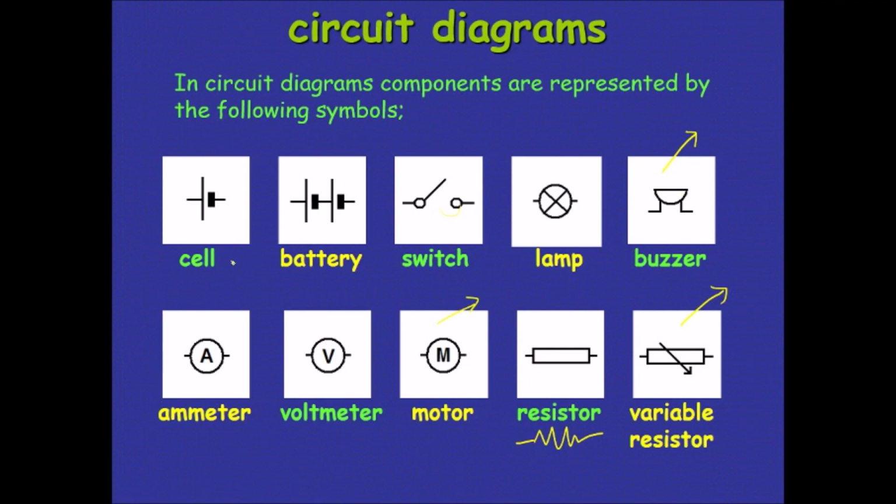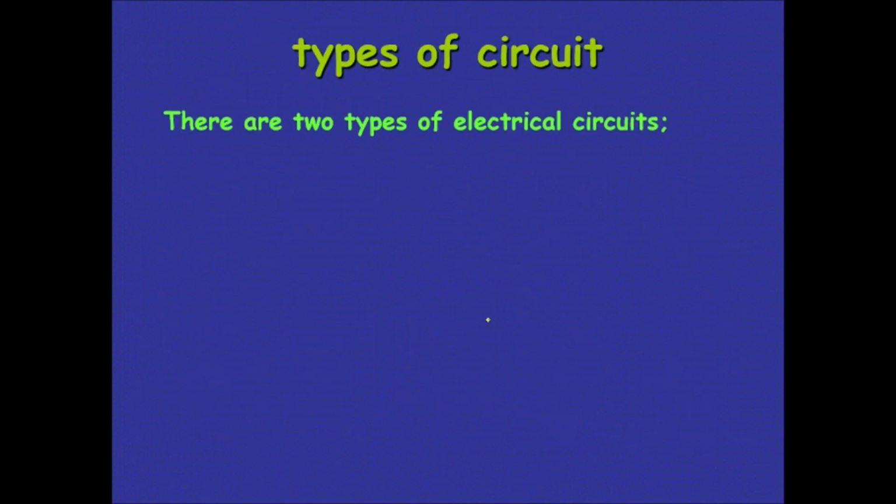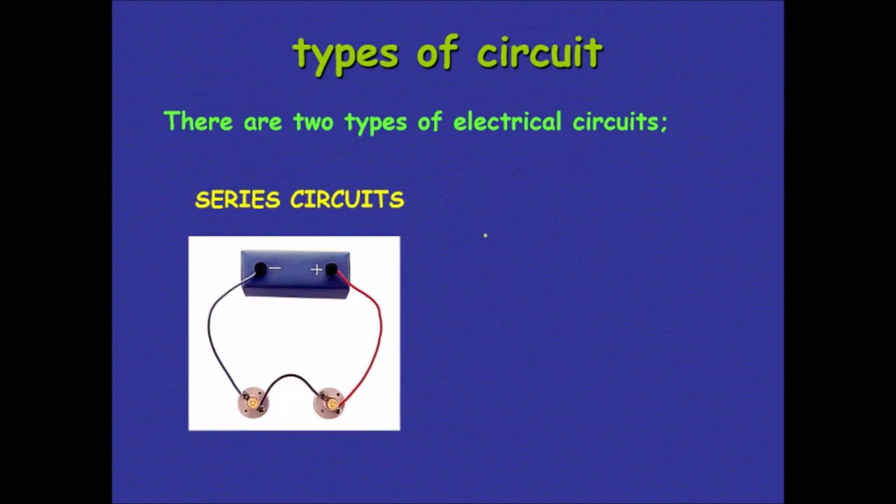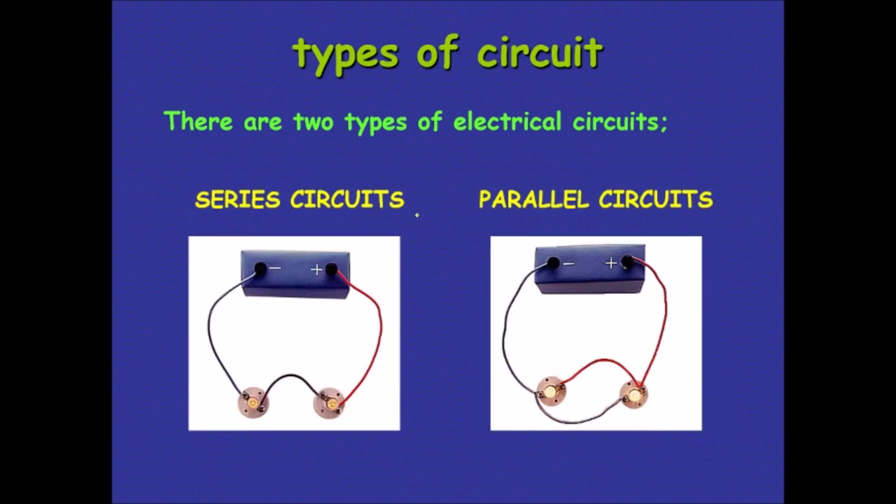So we use this one: battery, switch, light, resistor, voltmeter, and ammeter. So ammeter with an A, voltmeter with a V, and I'll go through them, or hopefully you've seen the previous lesson and understand how to identify them. There are two types of electrical circuits that we're going to go through today: series and parallel. Hopefully they look a bit different in the picture.